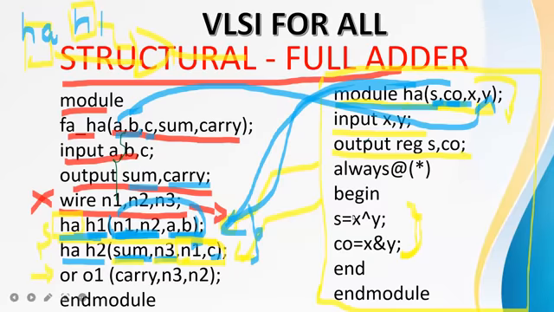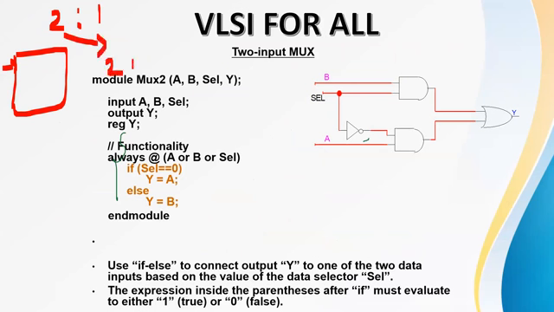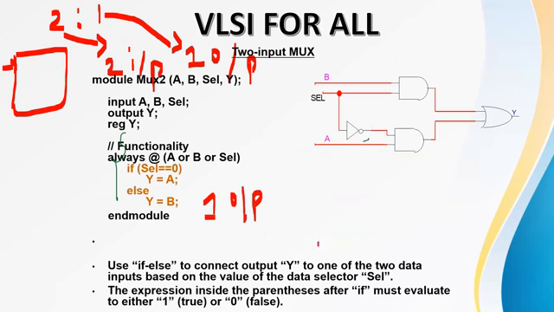Next, we have two input mux. Okay, this is the two input mux, right? From the mux perspective, we have 2:1. This indicates what? Two inputs, single output. At any time, we have only one output, but we have multiple inputs. What is the mux definition?